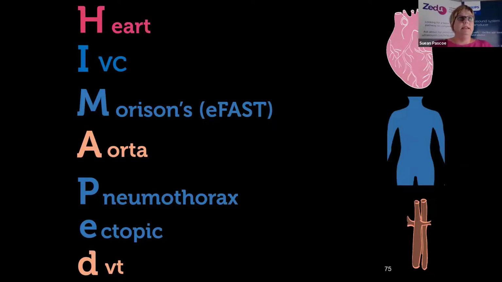And so you get the Weingart protocol, if you like, which is HIMAP, which is sequencing the views and giving us a nice mnemonic to be able to remember them, which has evolved into the HIMAP ED. And then you have the pump, the tank, and the pipes of Phillips Perera's model, which sort of looks at it from a physiological standpoint.